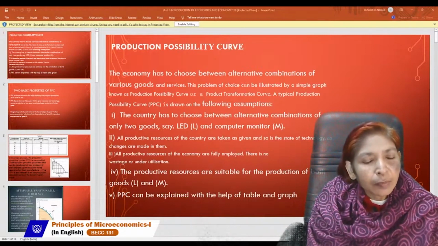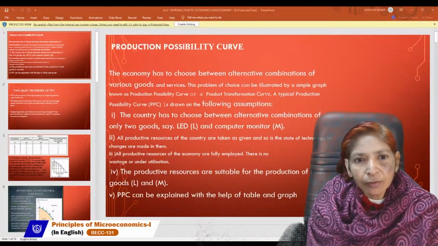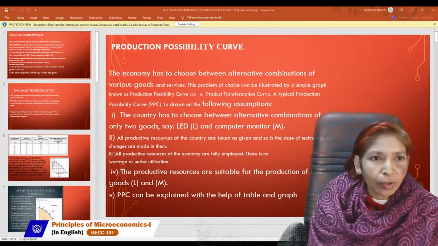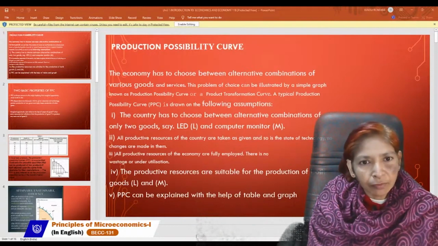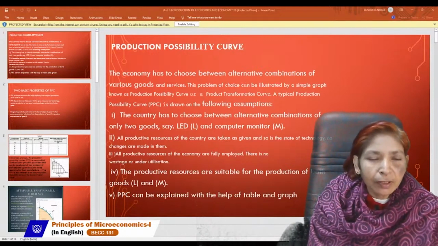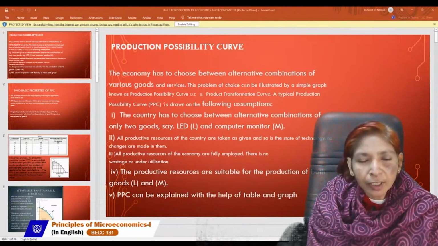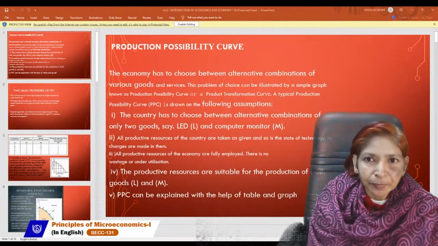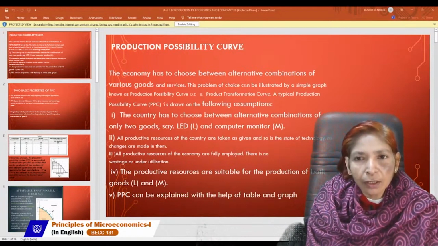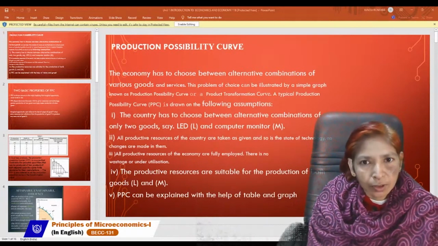Next, if we increase the production of cloth from 2 to 3, then wheat production will fall from 12 to 9. If we increase one more unit of cloth, from 3 to 4, then wheat production will fall from 9 to 5. And if all the resources are employed in the production of cloth, then wheat production will be 0. So, marginal opportunity cost we can calculate as loss of wheat divided by gain of cloth.